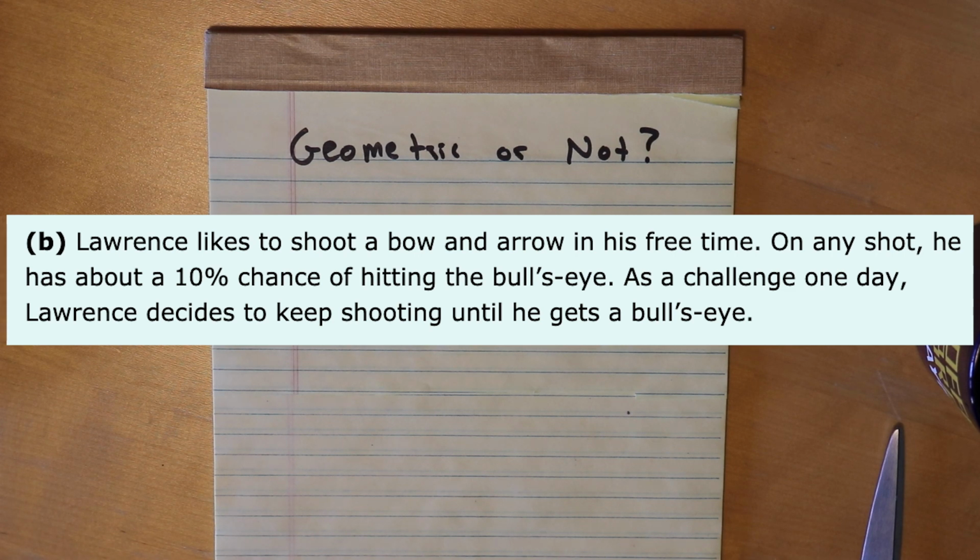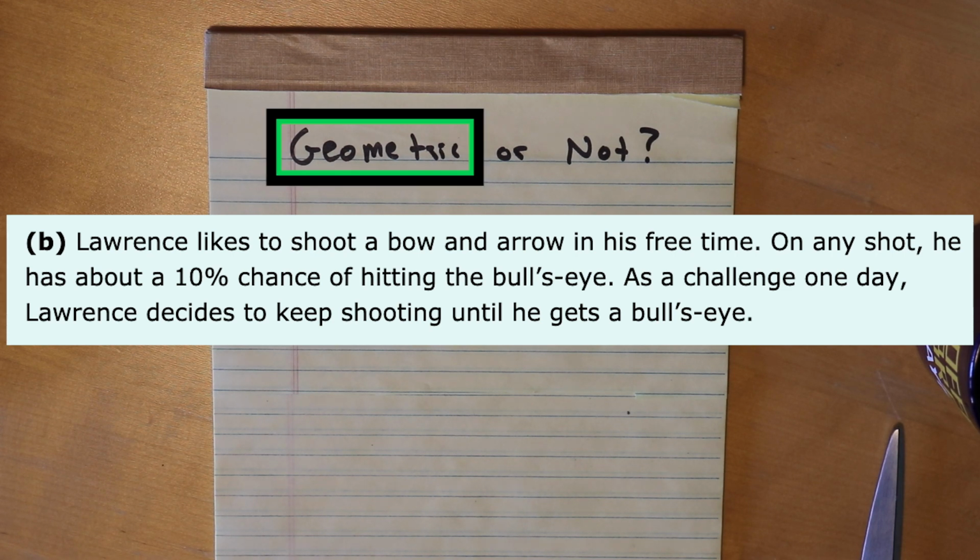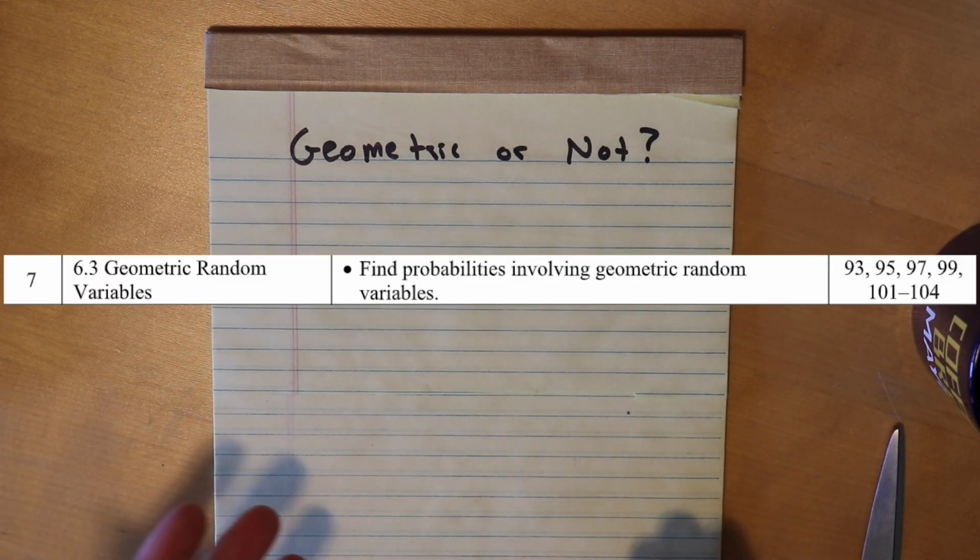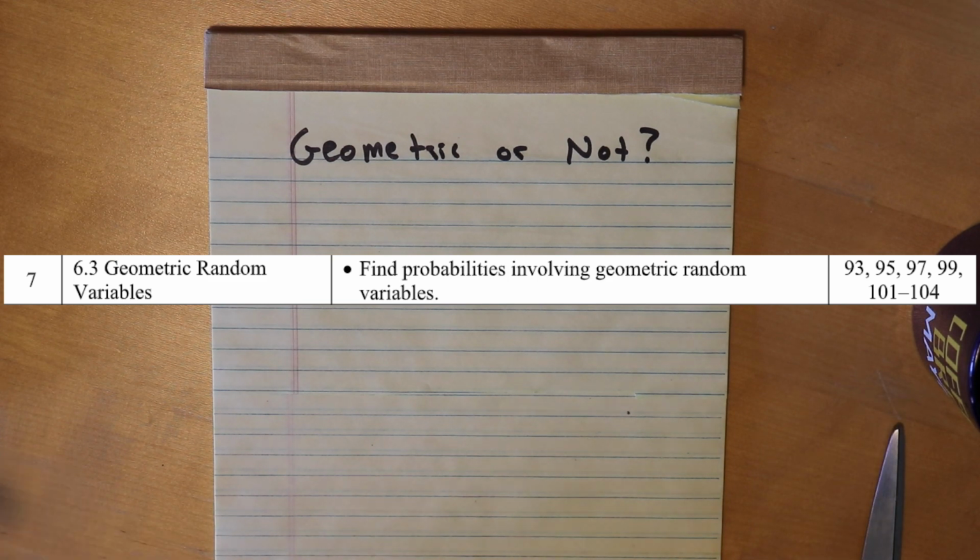In this one, assuming his trials are independent, the probability of success is the same for each shot. It did say that there's a 10% probability on each shot. So in this case, we are going to assume independence because they told us the probability for each shot is 10%. So this is a geometric random variable, and the random variable should be defined as the number of shots needed to get a bullseye with a probability of 10%. That's pretty much it. Here is your suggested practice for geometric settings.